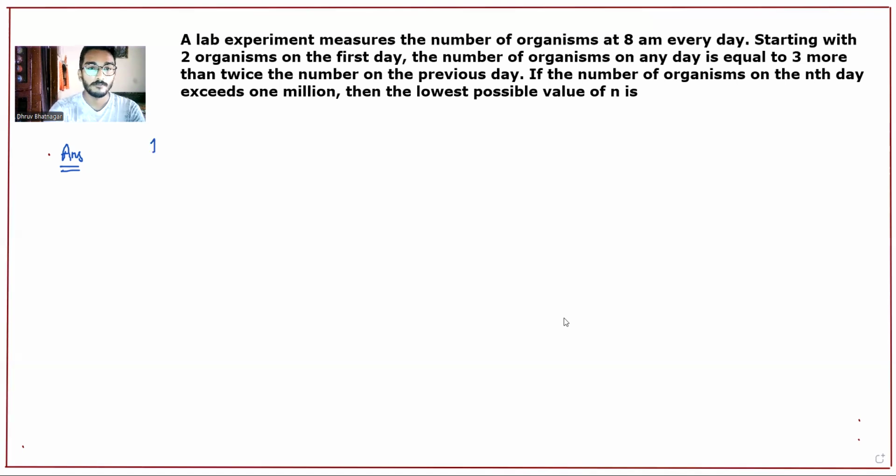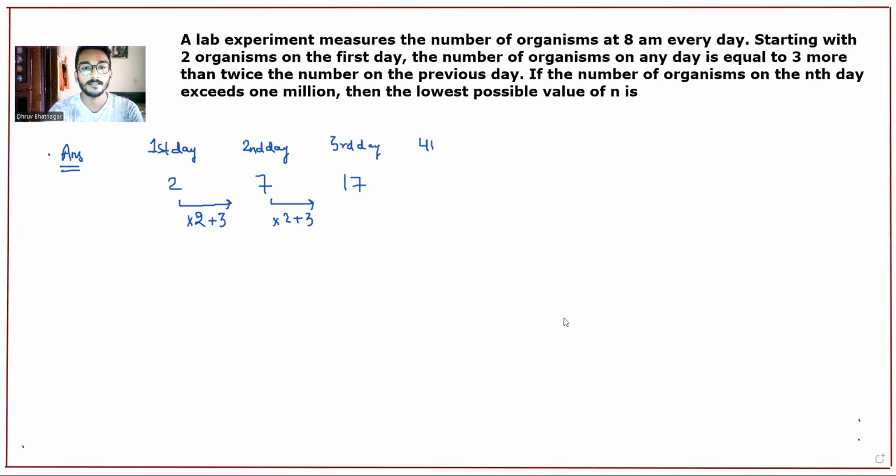All right. So we see there is a pattern going on. On the first day, there are 2. On the second day, double and then 3 added, it is 7. Double and 3 added, it is 17. Double and 3 added, it is 34 plus 3, 37. And double, 74 plus 3, 77. Yeah, so this is the pattern going on.